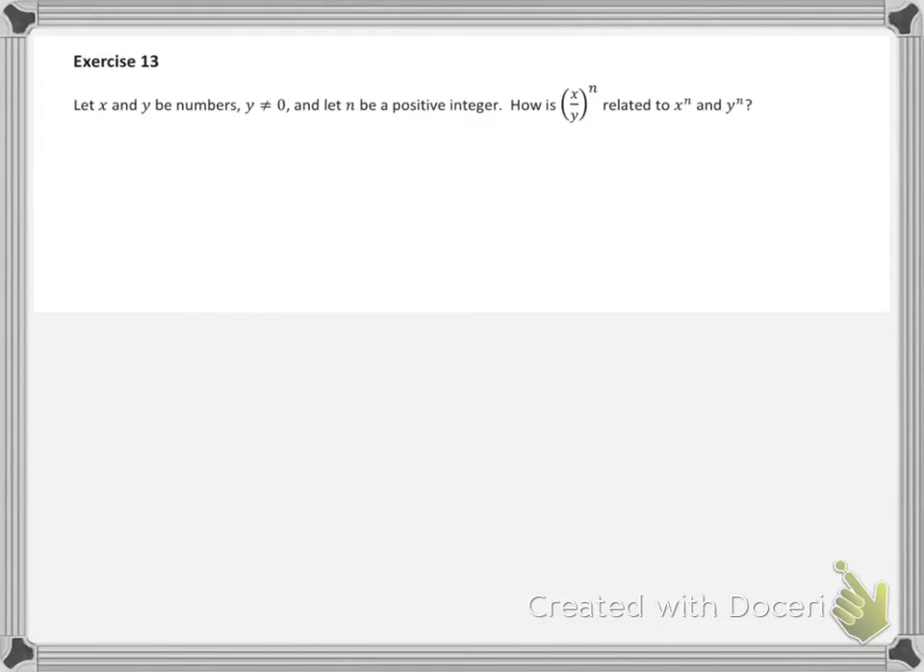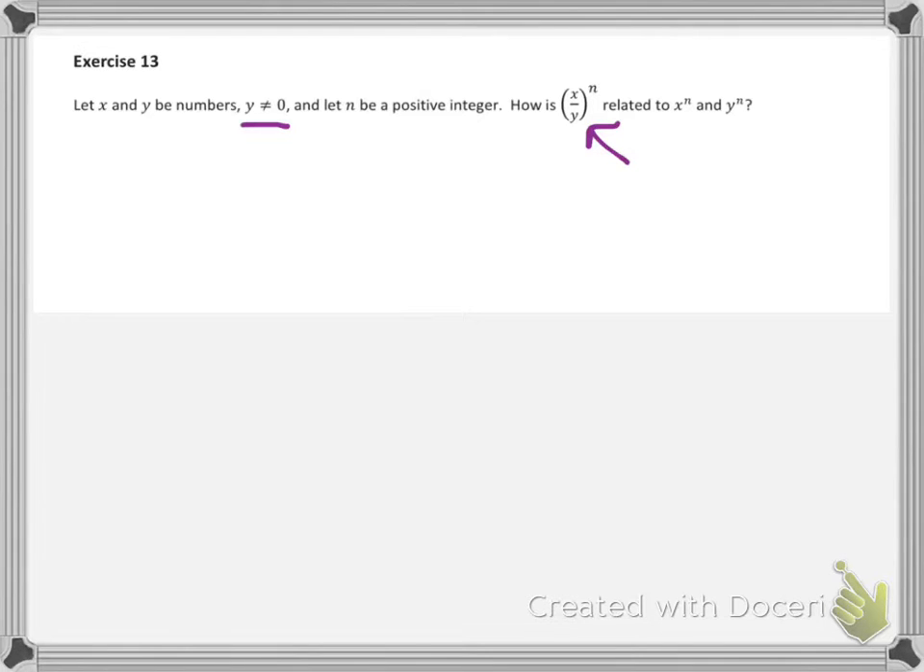Let x and y be numbers. y is not 0. And again, y is not 0 because we can't have a y as our denominator. That's undefined. And n is going to be a positive integer, so our exponent is a positive integer. And we're going to show how that x over y to the nth power is related to x to the n and y to the n.